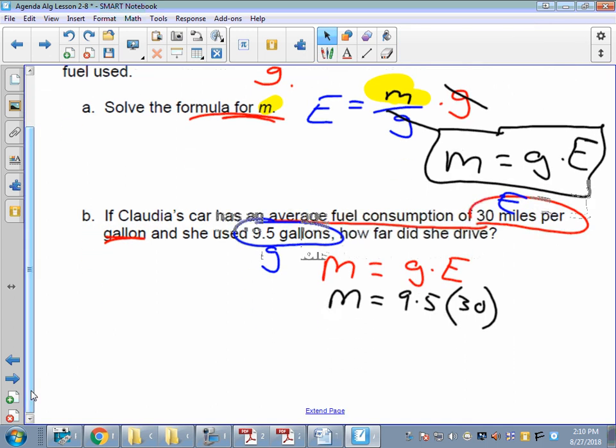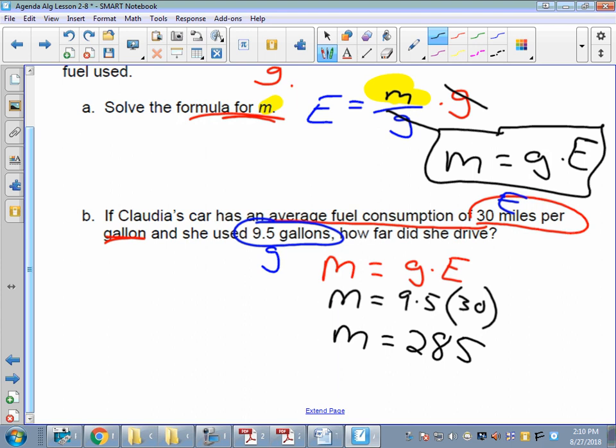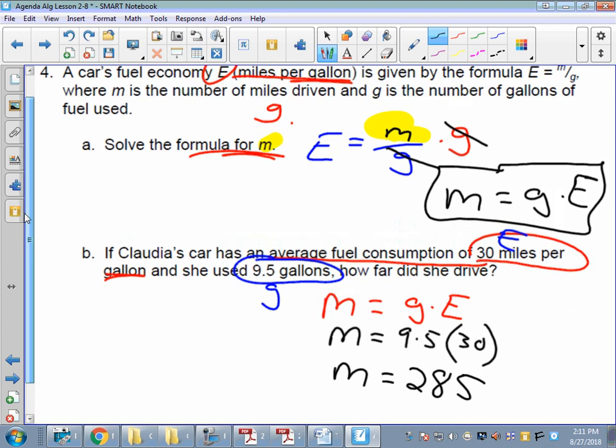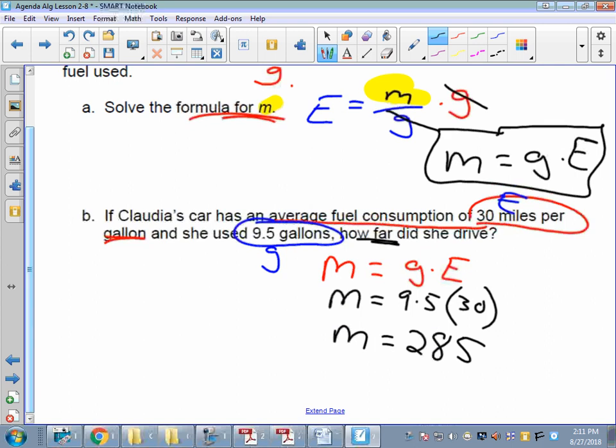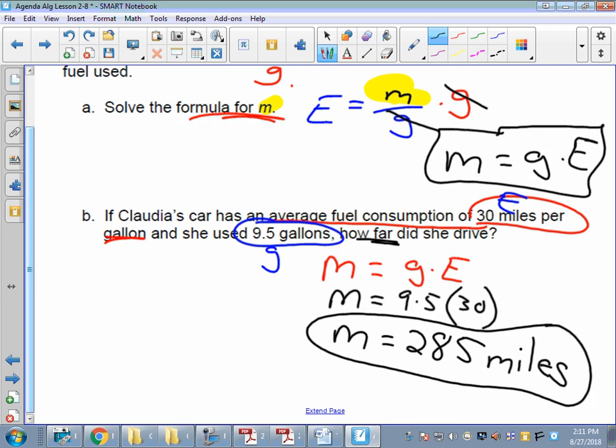And now when I do this multiplication here, I'm just going to get m equals 285. And what are we talking about here? What does the m represent? Well, m represents the number of miles driven. And how far did she drive? So we're talking 285 miles would be our final answer.